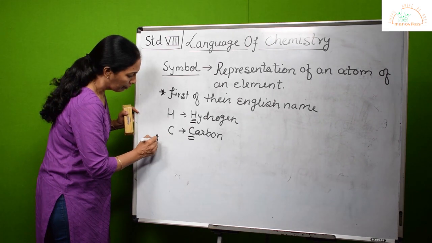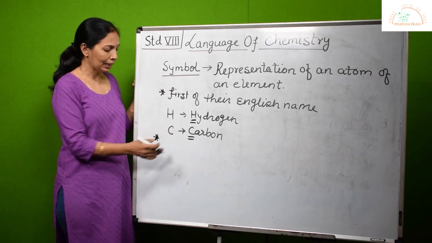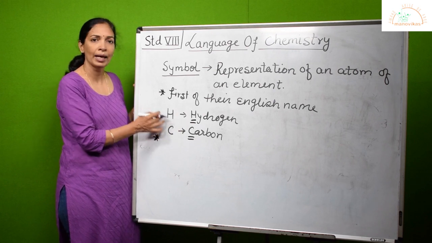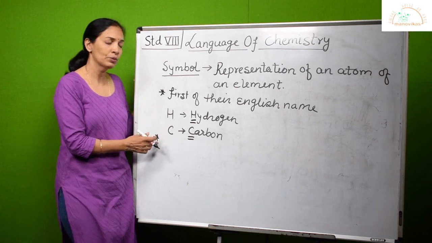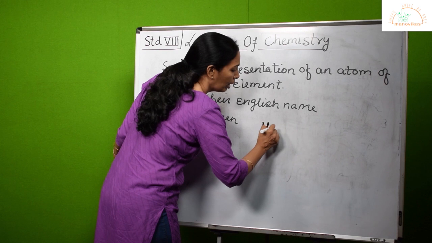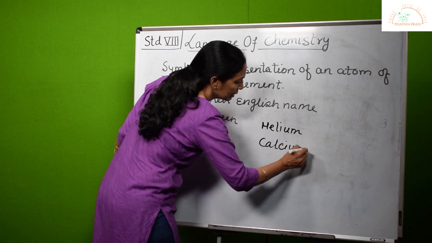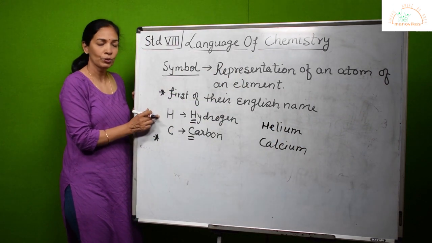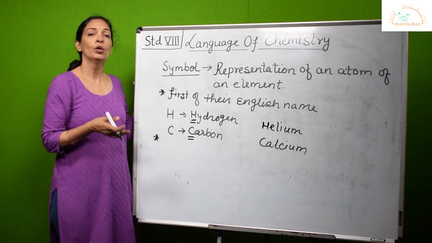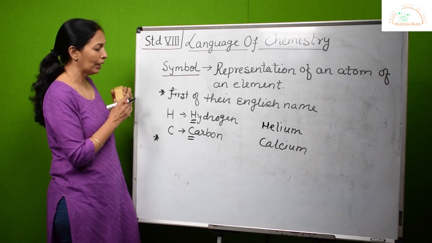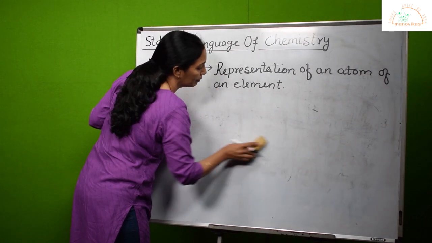Second is, let us suppose one letter is given to one element, like carbon starts with C, hydrogen starts with H. Then there are some other elements whose English names also start with H, like helium. Calcium also starts with C. Now this H is already given to hydrogen, C is given to carbon. There are other elements also which start with C, like chlorine, chromium, cobalt. There are a number of elements. So then what to do? That is the second rule, or second way of deriving a symbol.